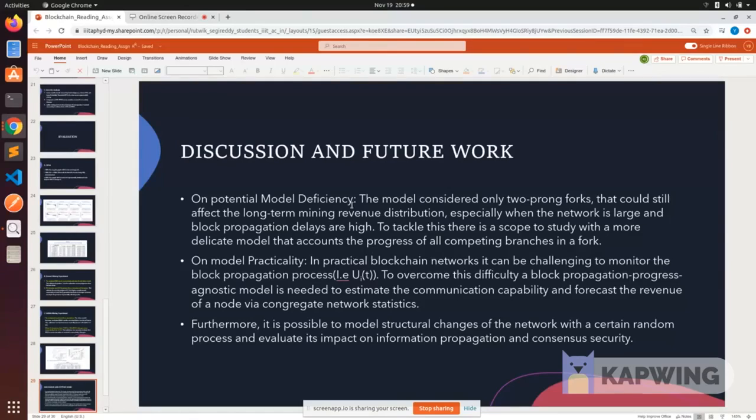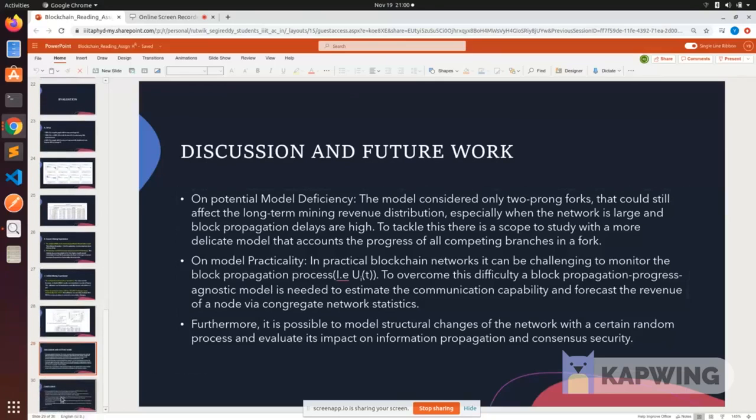And the second thing is that future work can be done on model practicality. In practical blockchain networks, it can be challenging to monitor the block propagation process. To overcome this difficulty, a block propagation progress agnostic model is needed to estimate the communication capability and forecast the revenue of a node via aggregate network statistics. Furthermore, it is possible to model structural changes of the network with a certain random process and evaluate their impact on information propagation and consensus security.